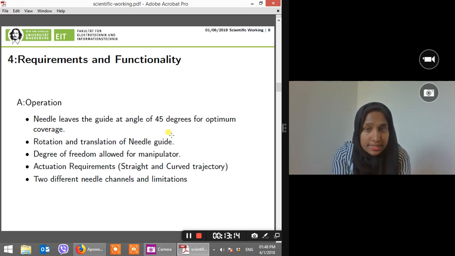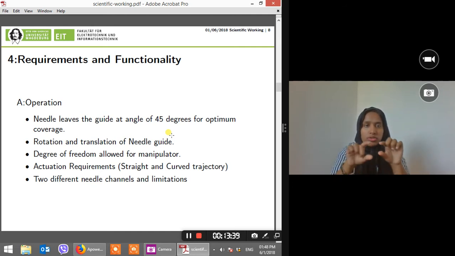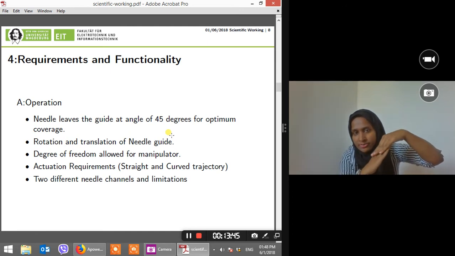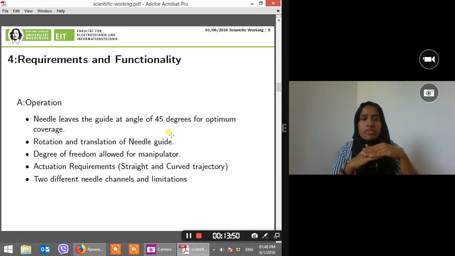Actuation requirements: there are two kinds of actuation normally happening in the industry. One of them is the straight, and one of them is the curved trajectory. For example, normal biopsies that are happening normally require a fast actuation, and the fast actuation is easy when you have a straight trajectory. But a curved trajectory will be with some angle, maybe like this angle, maybe like this angle. So it will be having some angle.